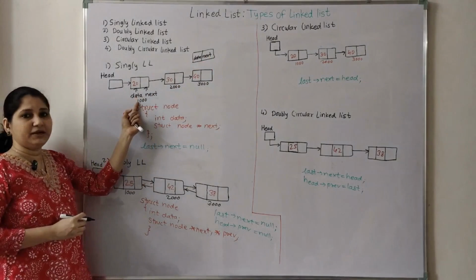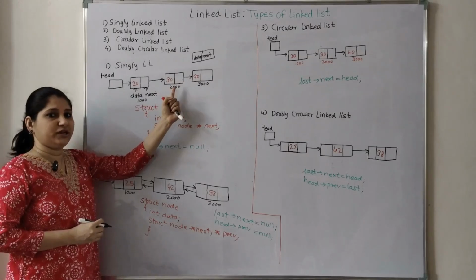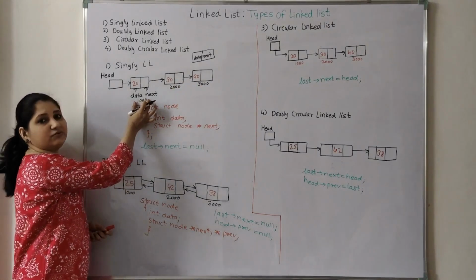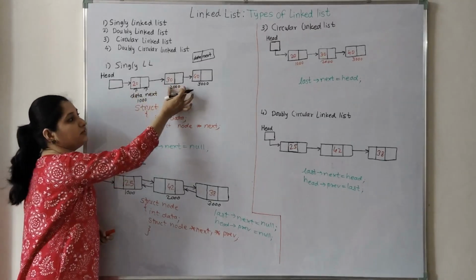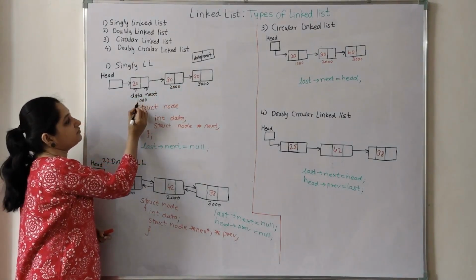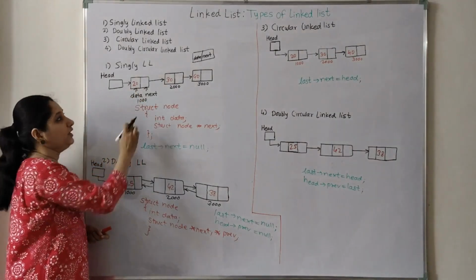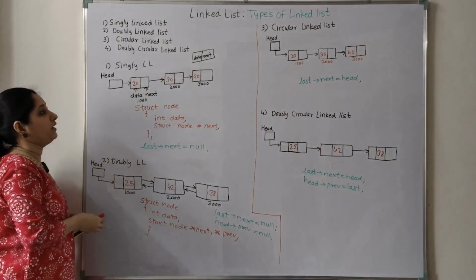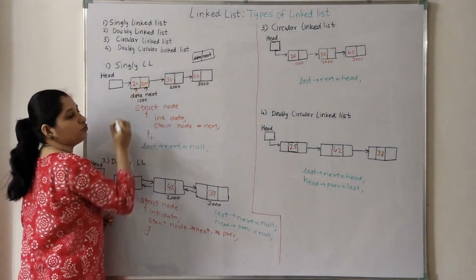Suppose this element is stored at the 1000 location, this one at the 2000 location, and this element at the 3000 location. So the node at location 1000 will store the address of the next node, that is 2000. You can observe that this is our 1000 memory location, in which the value 20 is stored, and this part stores the address of our next node, which is 2000. So we store the value 2000 over here.